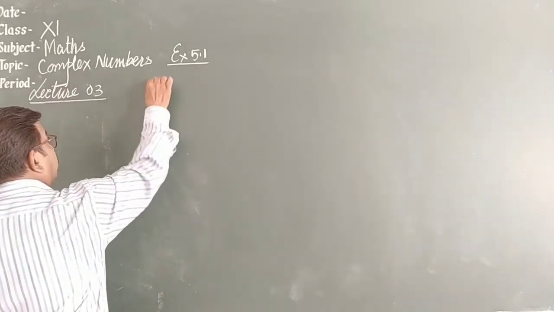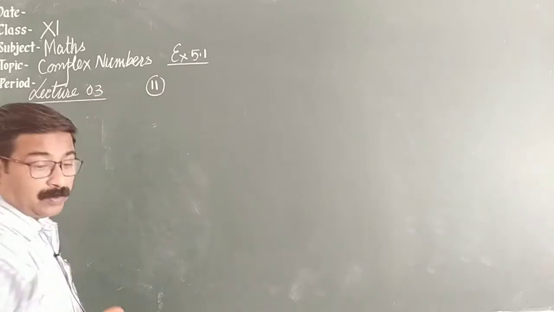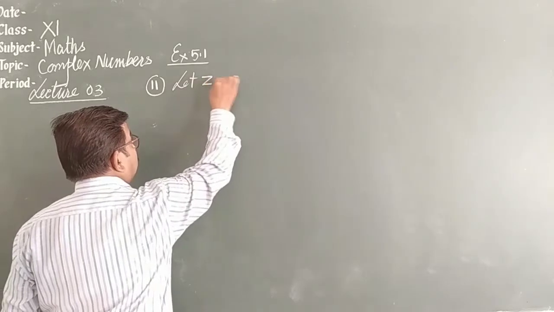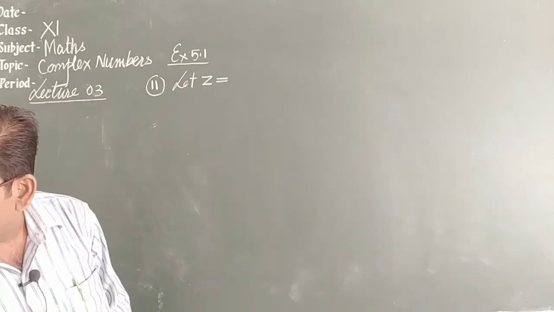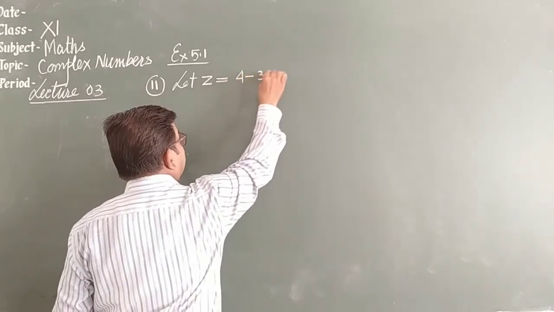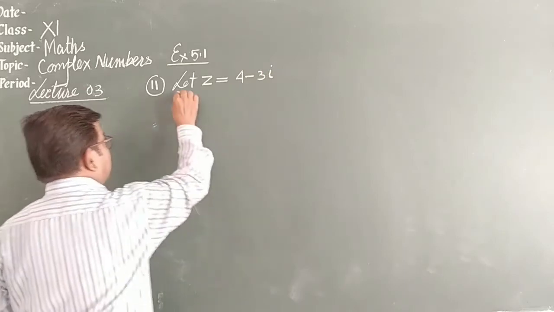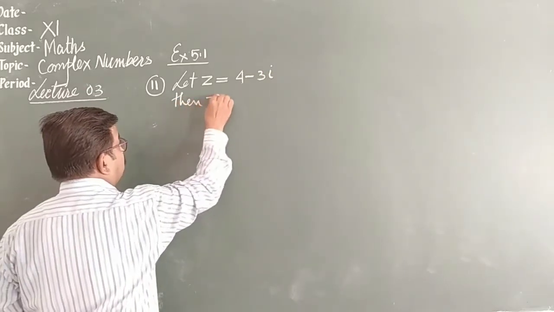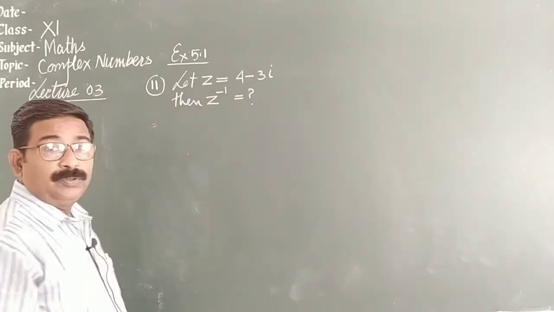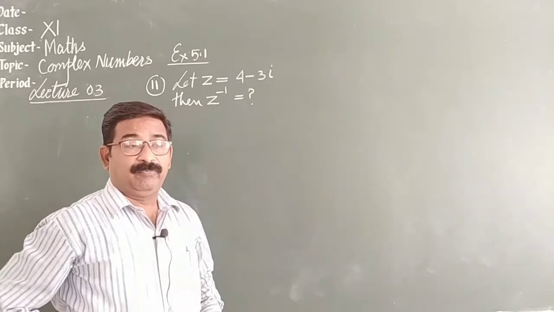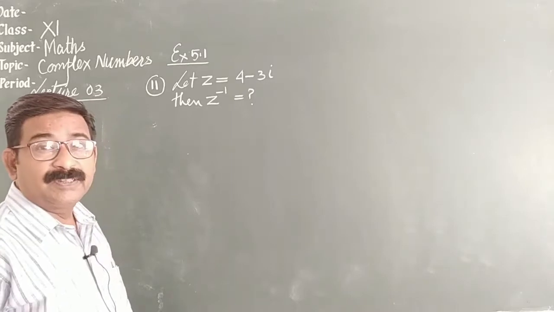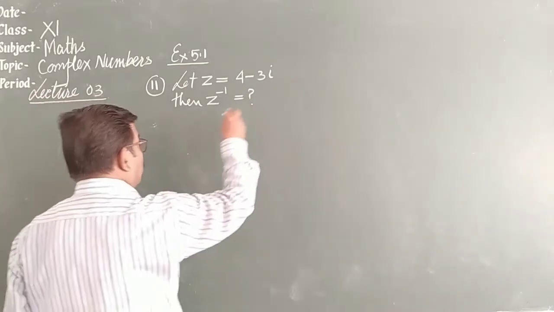Question number 11. Let z is equal to 4 minus 3i. Then z inverse is required. So what is the method to get z inverse? Very simple method. I am giving the formula.